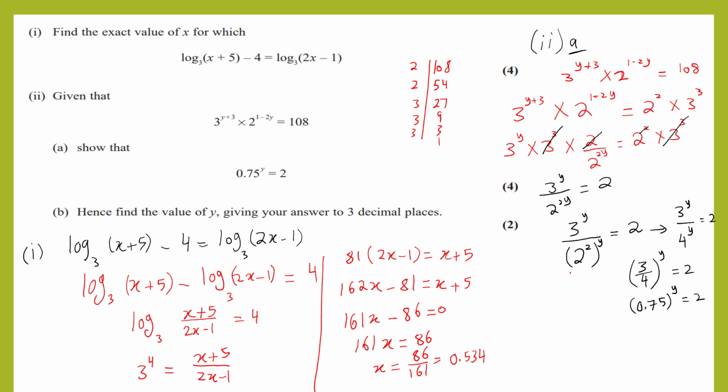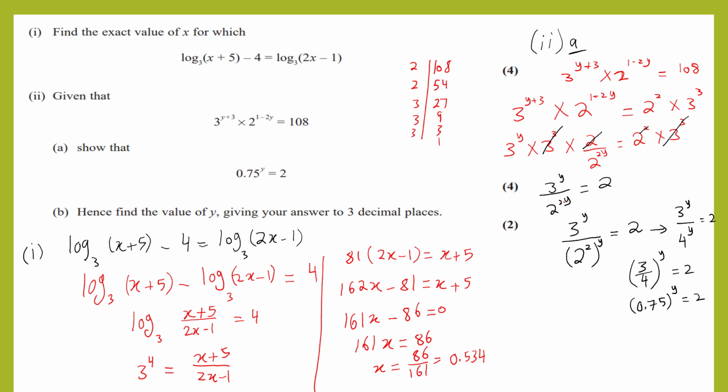So once again, what we have done is we split the bases because the powers are added, so it becomes 3 to the power of y multiplied by 3 to the power of 3. And here we divided 2 to the power of 1 over 2 to the power of 2y because powers are subtracted. And 2 squared by 3 cubed, because we factorized 108 by using prime factors. And then we started crossing out what's similar, 3 to the power of 3 with 3 to the power of 3, just remove them. Then we have 3 to the power of y over 2 to the power of 2y equals 2.